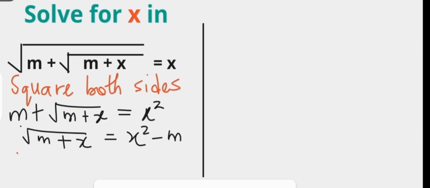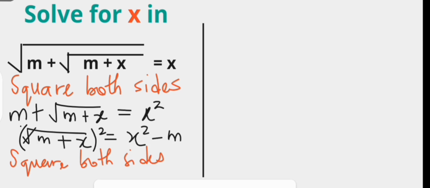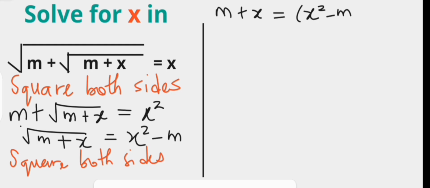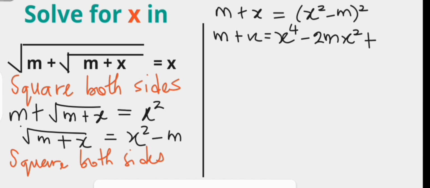For the second time, we square both sides. Again, the square of the left-hand side is going to cancel the square roots, leaving us with the sum m plus x equals x squared minus m all squared. Then we open the bracket on the right-hand side. m plus x on the left-hand side will be equal to x to the power of 4 minus 2m x squared plus m squared on the right-hand side.